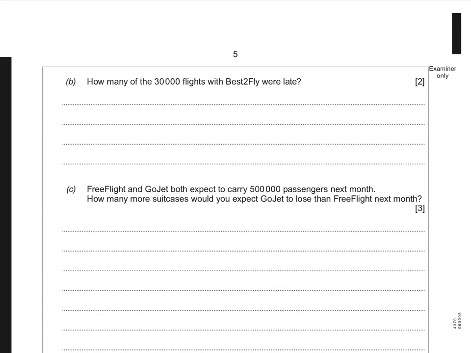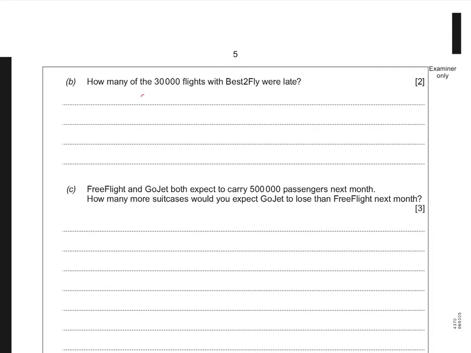Okay, so the next one says how many of the 30,000 flights with Best Flight were late. Now, we're told on the previous page that 88% of those arrive on time. So there's two ways of doing this. We could either work out what 88% is of the number of flights and then take that away from 30,000. Or we could just say if 88% of them arrive on time, that means 12% must be late because 88% and 12% make 100%.